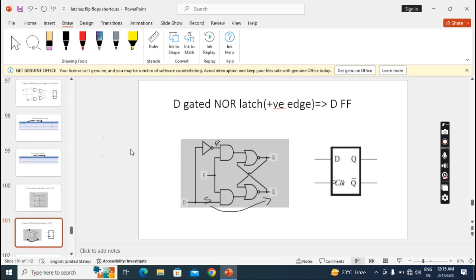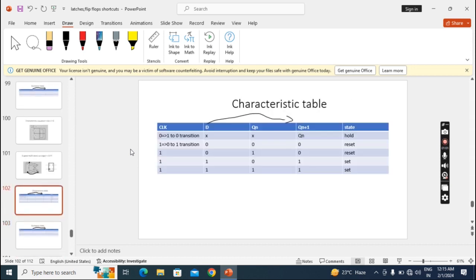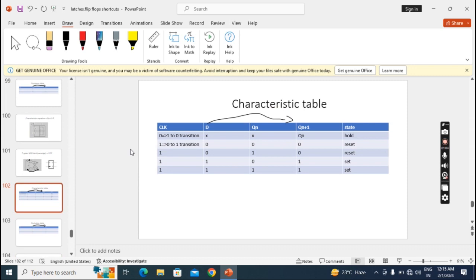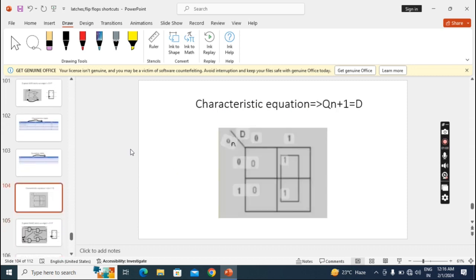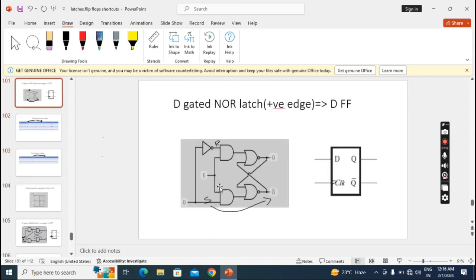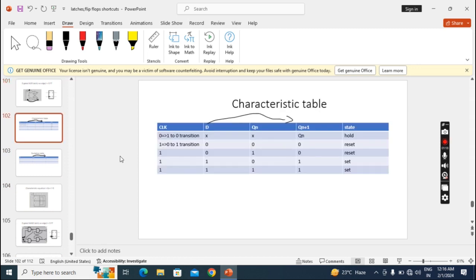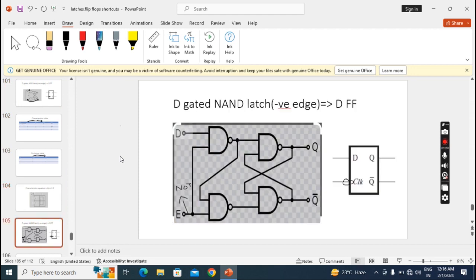Coming to the D flip-flop with NOR latch part, positive edge only. This is also the same. This is also the same as previous. Only in the logic diagram we can see the changes in gates. Remaining everything is the same.